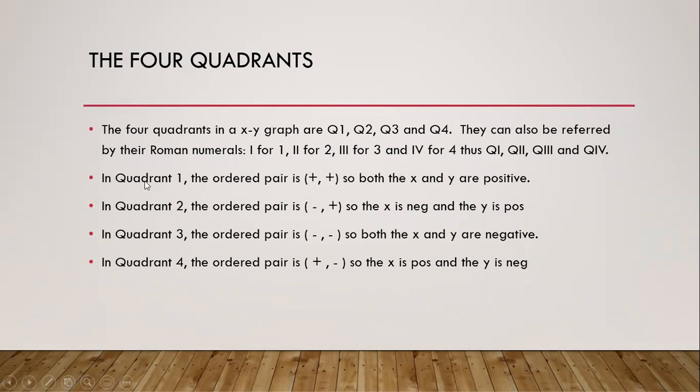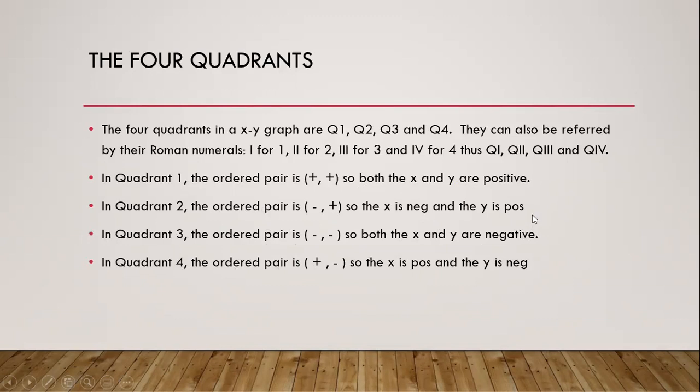All right. In the first quadrant, the ordered pair is positive, positive. So X and Y are both positive. In quadrant 2, it's negative, positive. So X is negative, Y is positive. Quadrant 3, it's minus, minus. So X and Y are both negative. And quadrant 4, you got plus, minus. So X is positive, Y is negative.